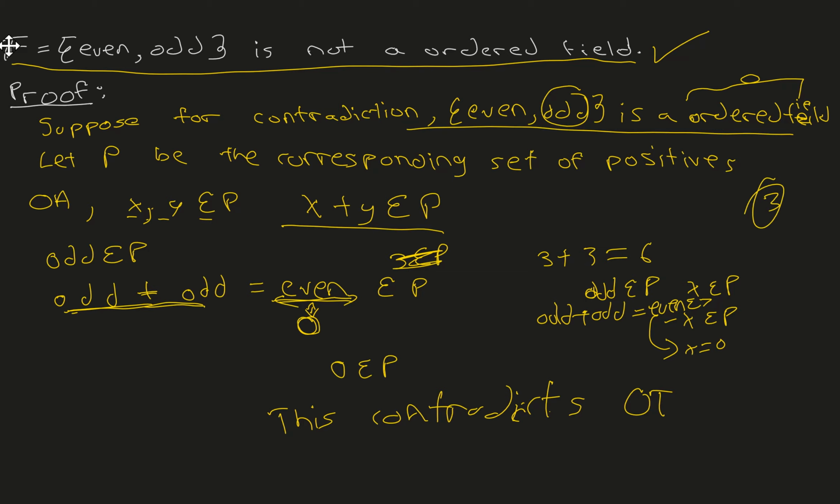So if odd is in P, then odd plus odd should also be in P. But odd plus odd is even, and 0 is even. So this is basically a contradiction, because if odd is in P, odd plus odd should also be in P, but odd plus odd is even, and 0 is even. This shows odd plus odd is 0. So it doesn't satisfy OT. This contradicts OT. Something strange is happening. So our assumption that the even odd field is an ordered field is wrong.